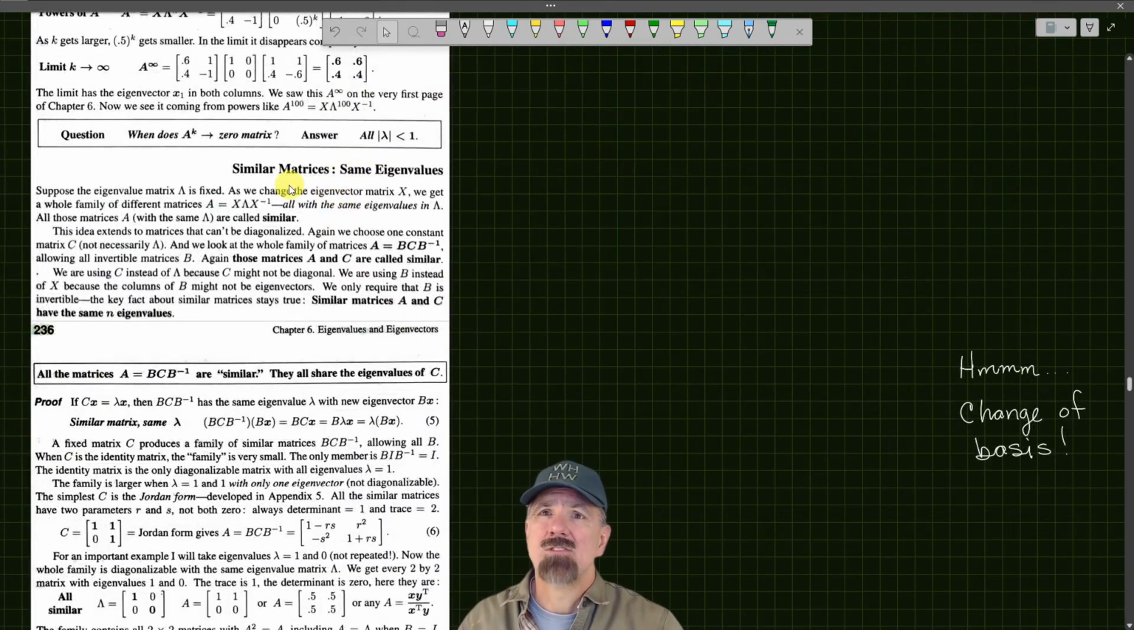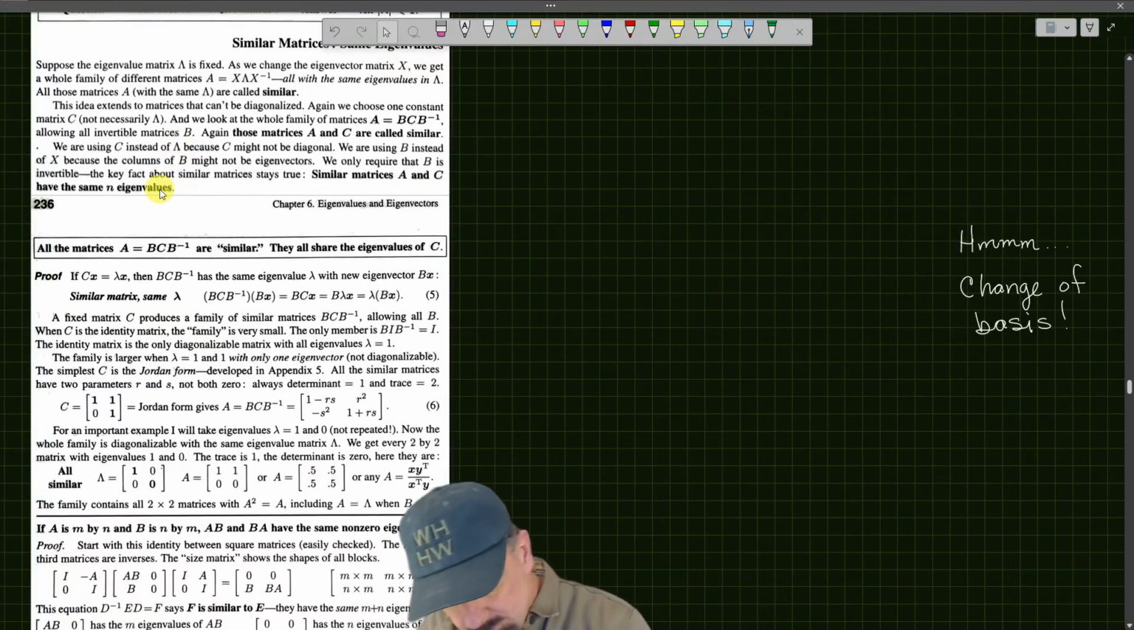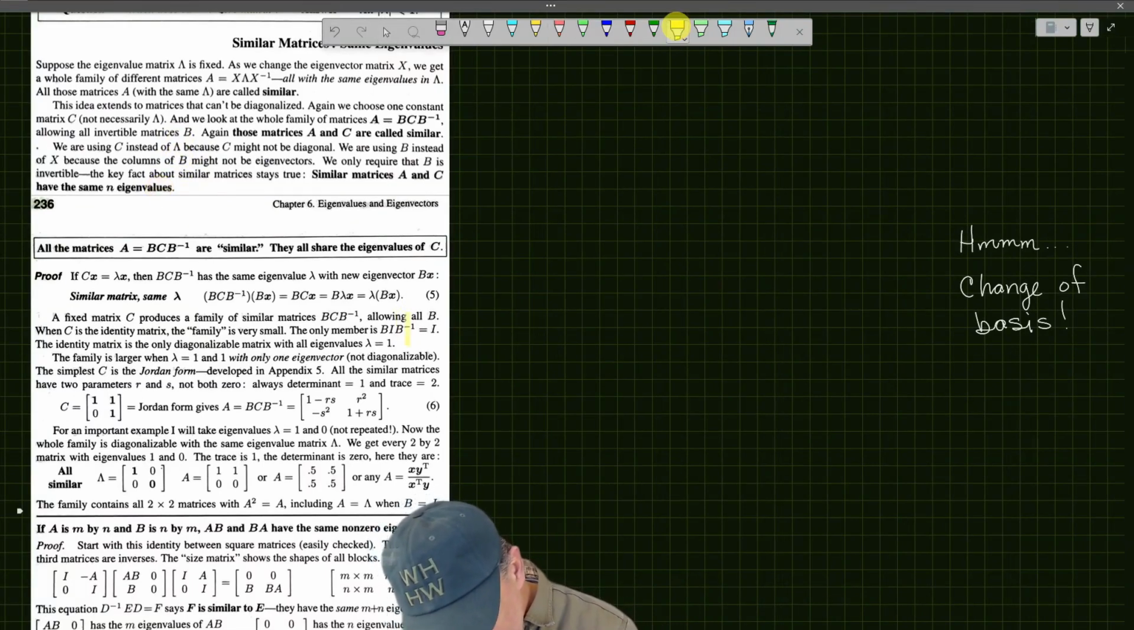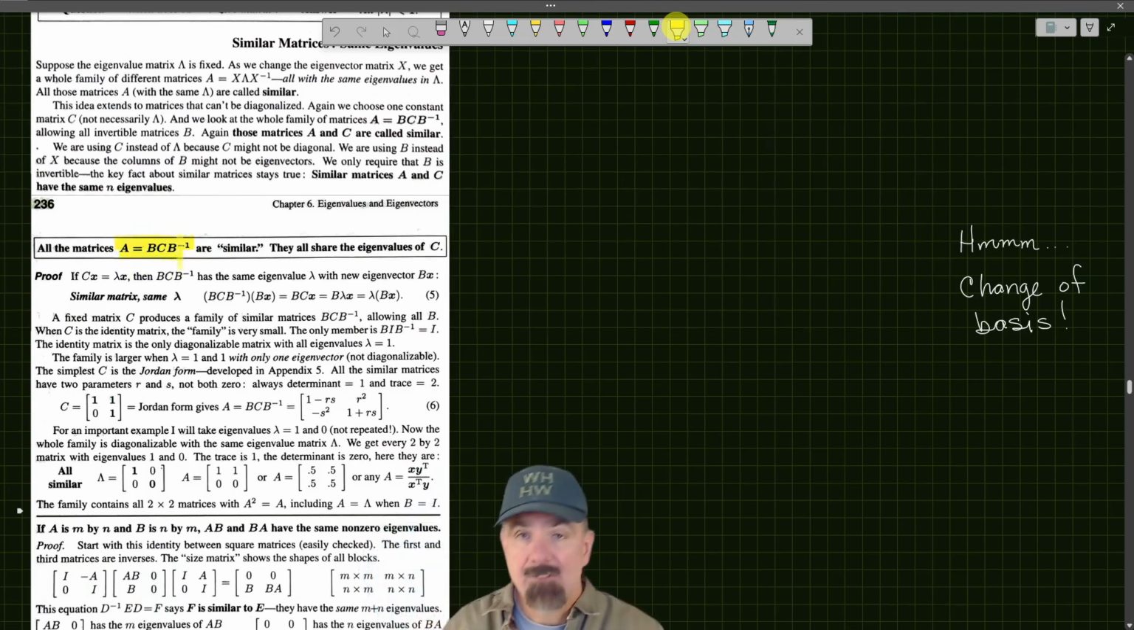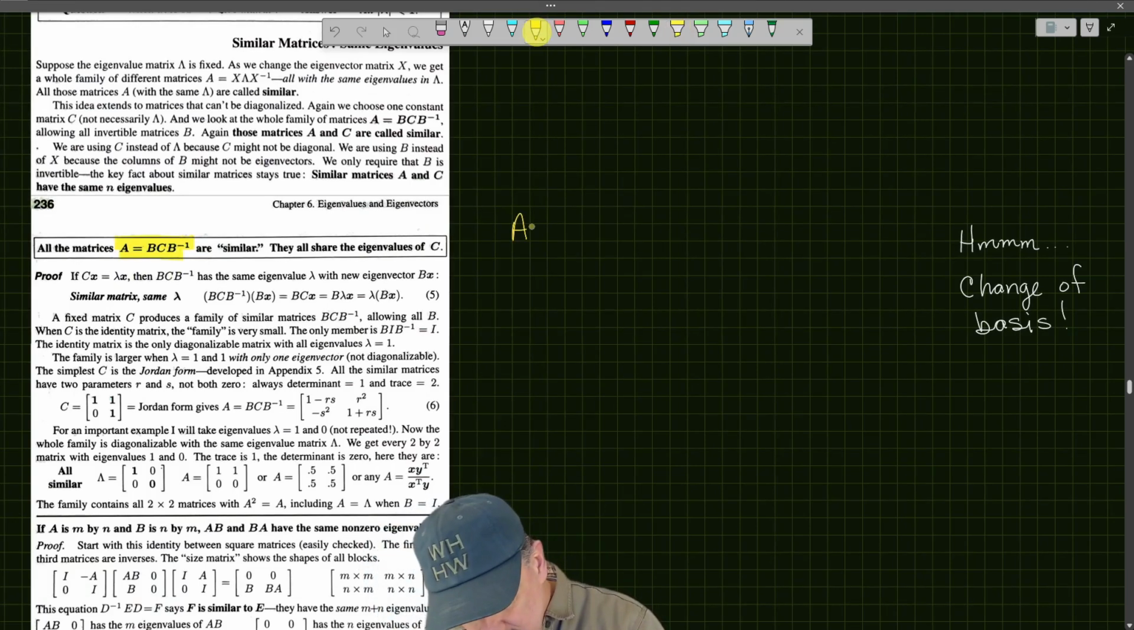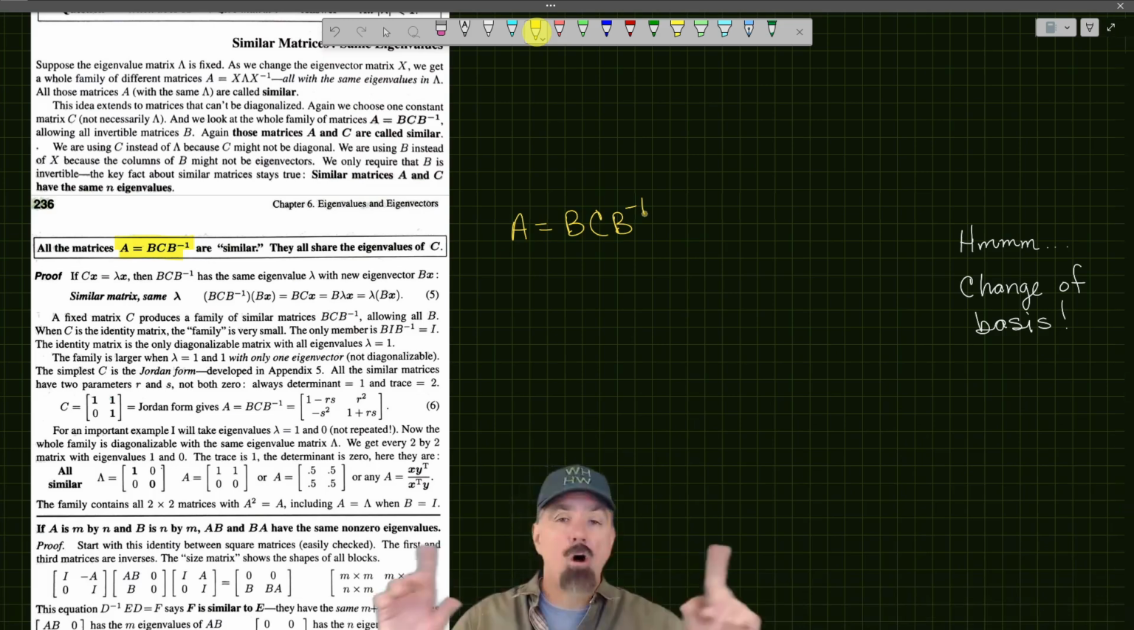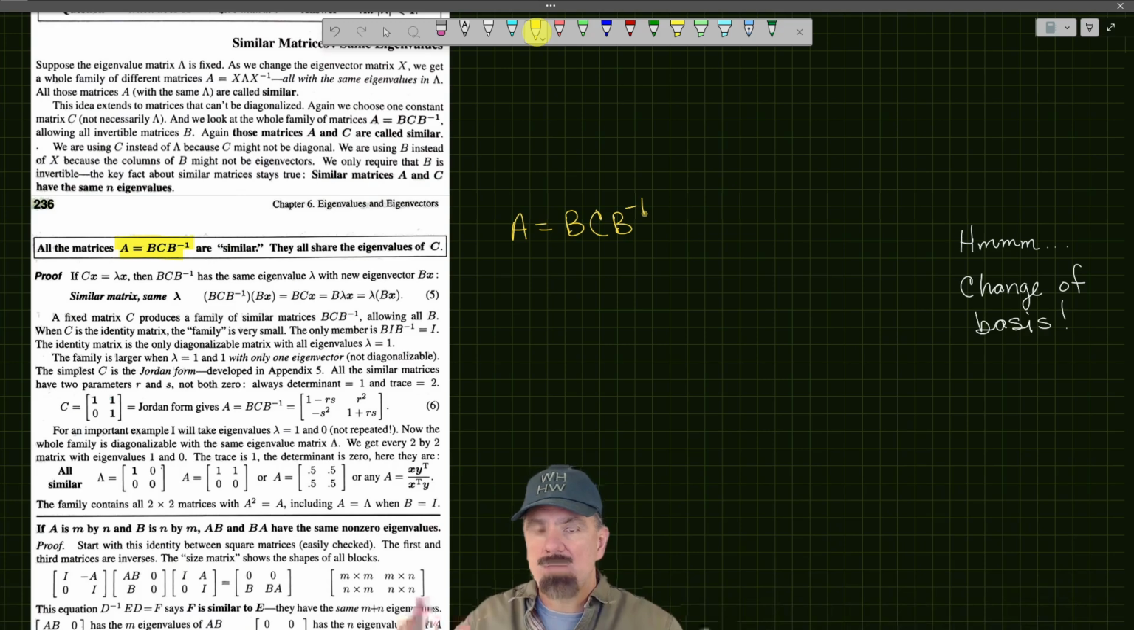So, similar matrices. Matrices A and C are similar if the following is true. So the matrices A and C are similar matrices if A is equal to B times C times B inverse for all B that are, of course, invertible. I have to be able to find the inverse. And if you think about what this similarity means, it's just another conversation about change of basis.